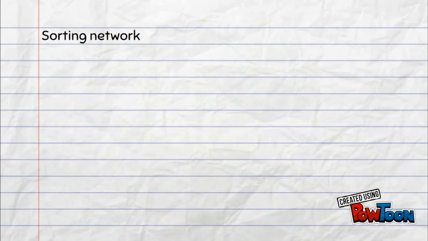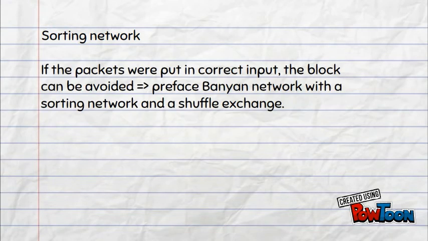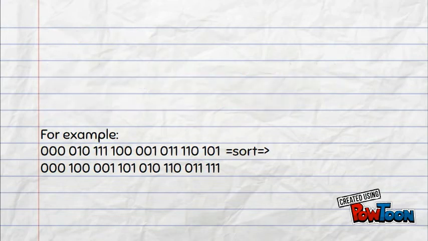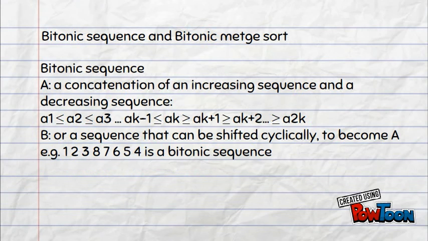The blocking can be avoided if only the information destined to each output was presented correctly at the input, so sorting can be used in Banyan network. In a sorting network, bitonic merge sort is widely used. The sequence of comparisons is set in advance and is independent of data value to allow fixed parallel implementation. A bitonic sequence is a concatenation of an increasing sequence and a decreasing sequence, or a sequence that can be shifted to become the former case.